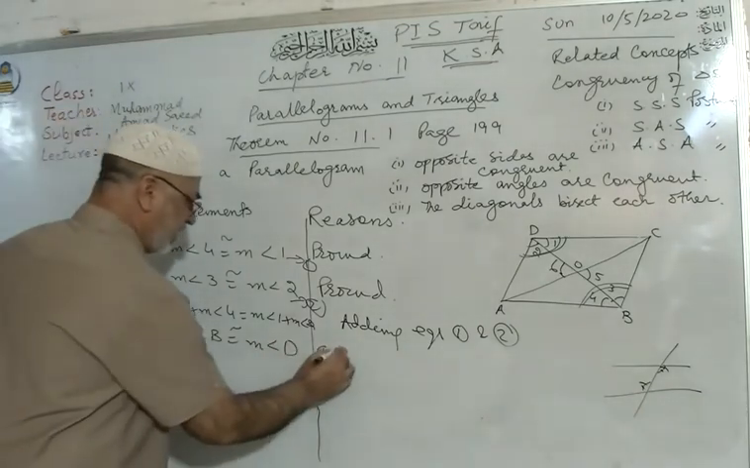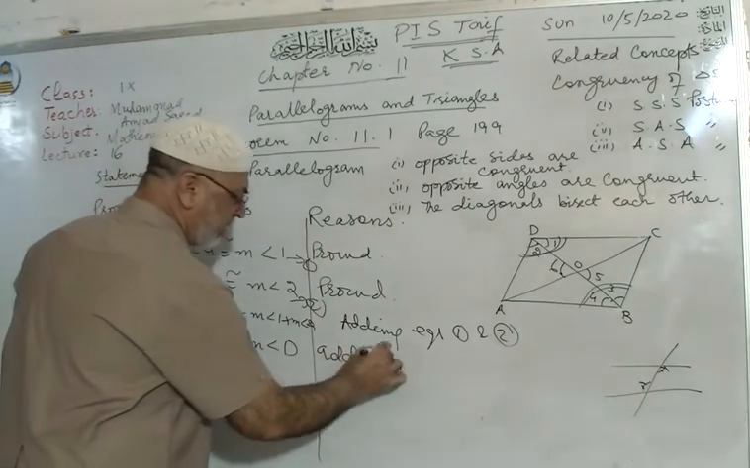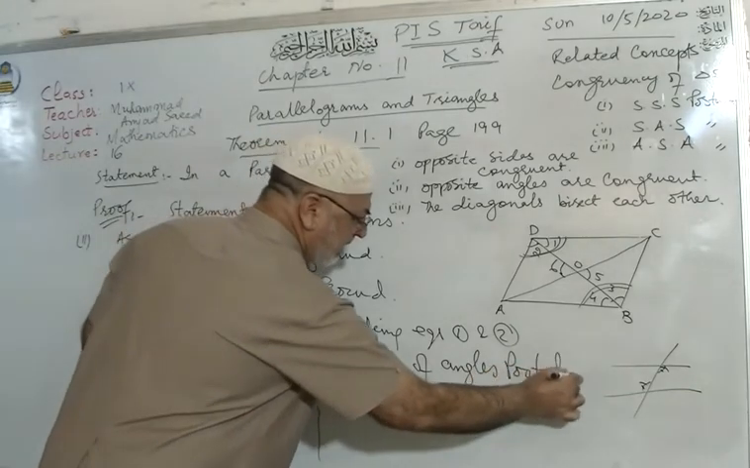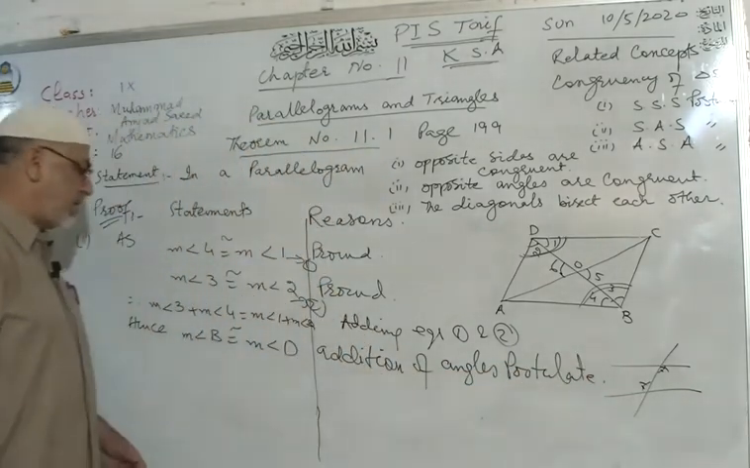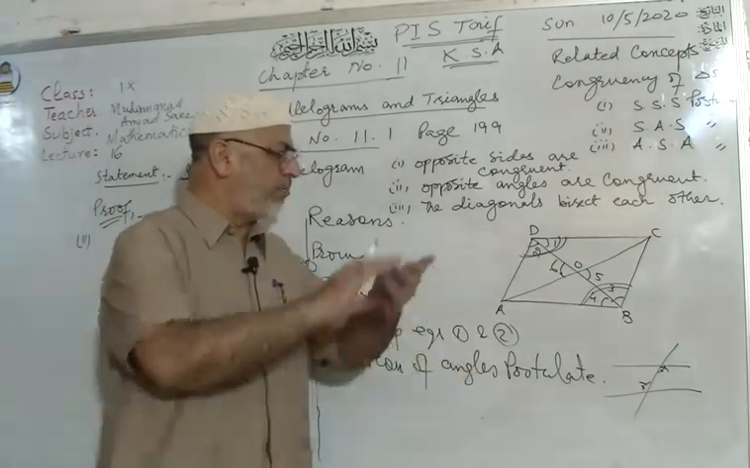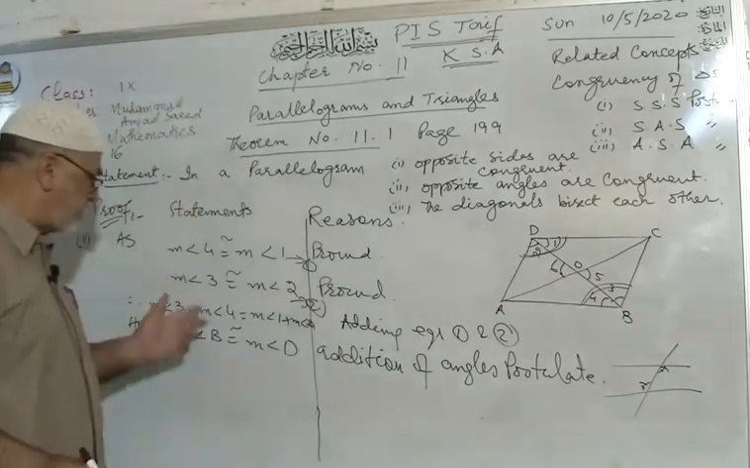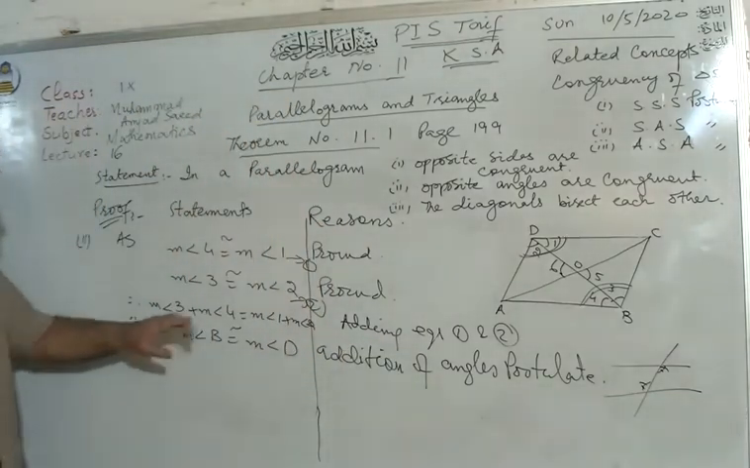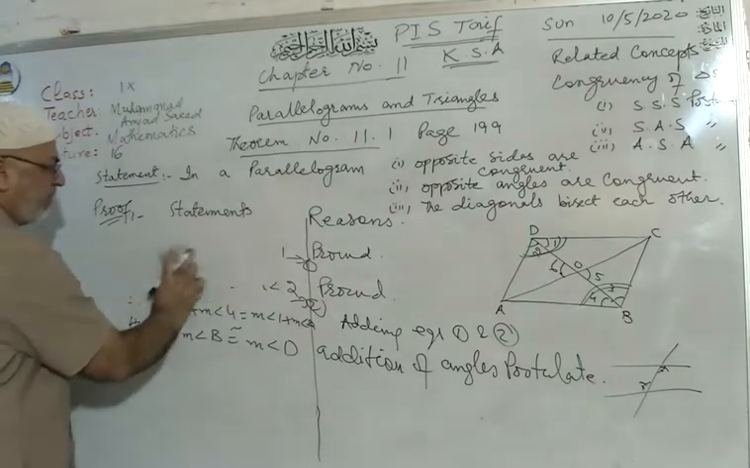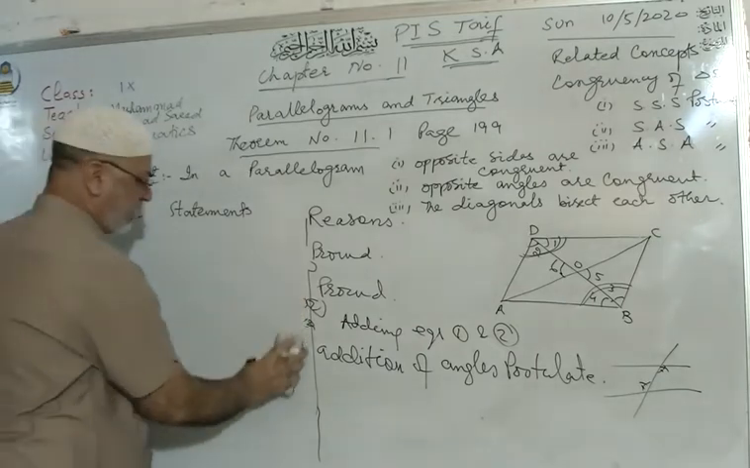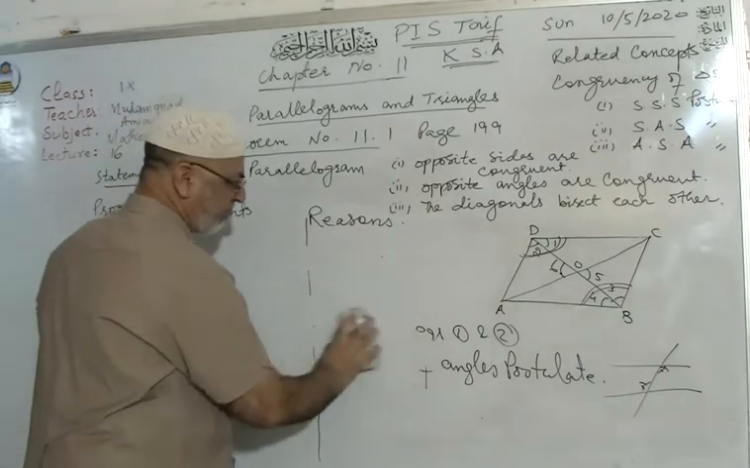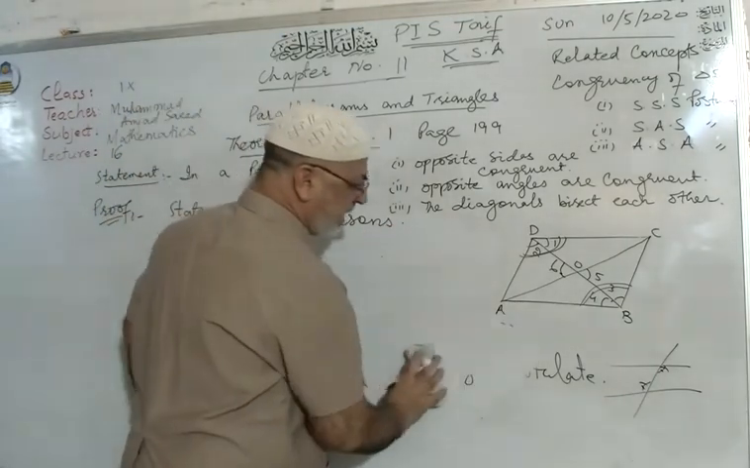Addition of angles postulate. Remember that, my dear students, whenever two angles are added and you are getting this combined angle, that is known as the addition of angles postulate. So here the second part is also verified. We have proved the second part now. After that, we have part number 3. The diagonals bisect each other.